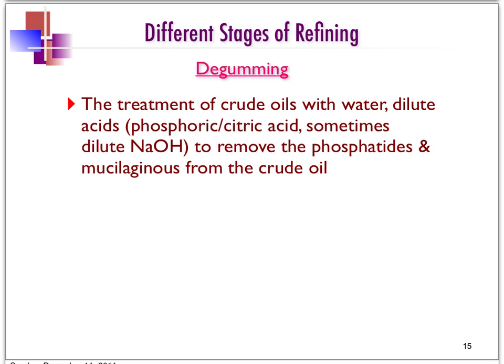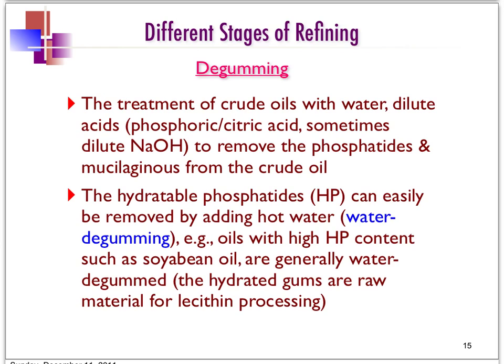Let's look in more detail at the degumming process. Degumming is basically a process to remove the gummy or mucilaginous material from the crude oil. These are basically phosphatides in the crude oil. So we can use water or dilute acid in the form of phosphoric or citric acid, or sometimes dilute sodium hydroxide. There are actually two types of phosphatides. One is called hydratable phosphatides, which can be hydrated by using hot water, and the other one is non-hydratable phosphatides, which can only be removed by using acid.